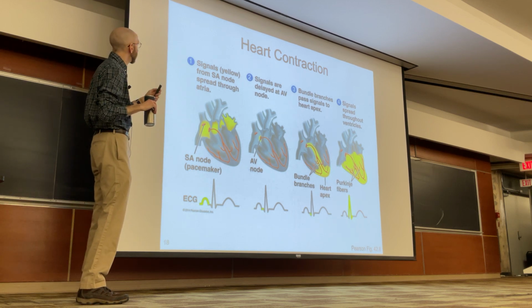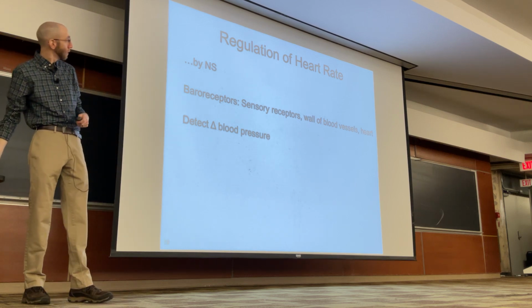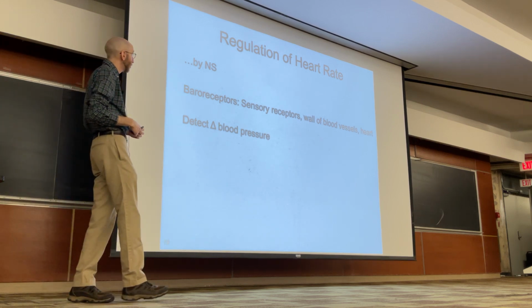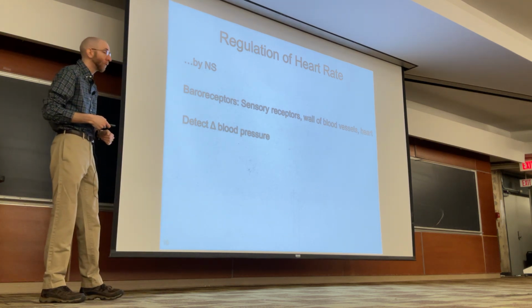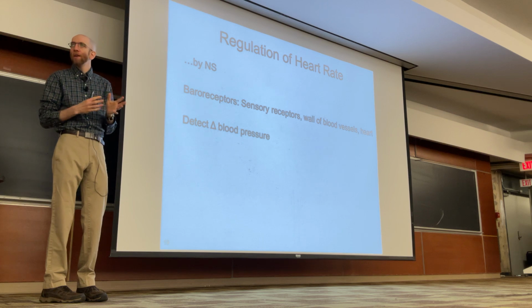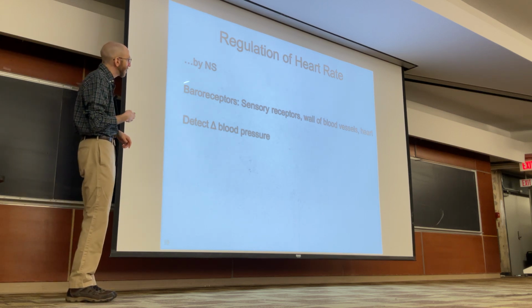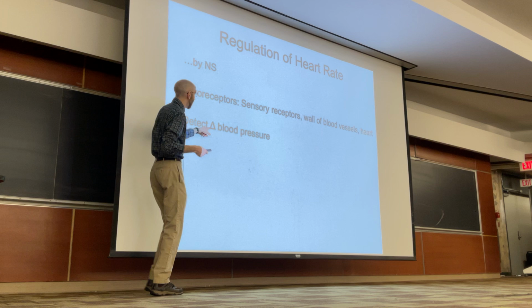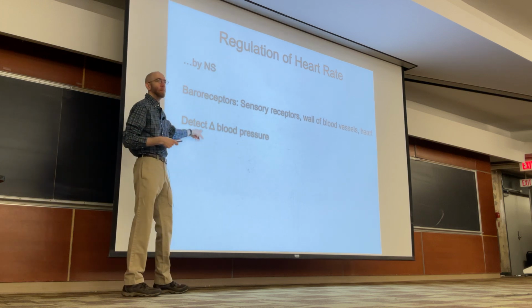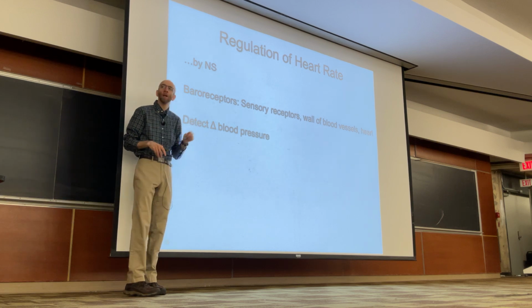I think that wraps up that little bit. So now we'll talk about how we regulate this, and we regulate it in a couple of different ways. You can regulate the heart rate via the nervous system, and there are a couple of ways to do this. One is with baroreceptors. These are sensory receptors that detect changes in blood pressure. This triangle, a delta, just means change. Baroreceptors are found in the heart and the blood vessels. They detect a change in blood pressure.